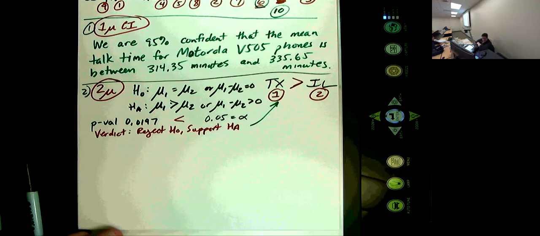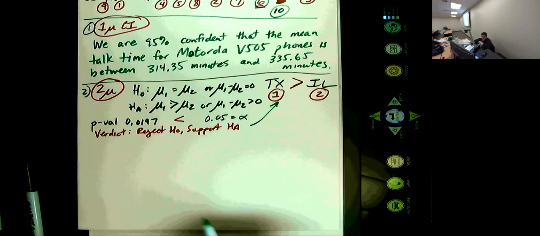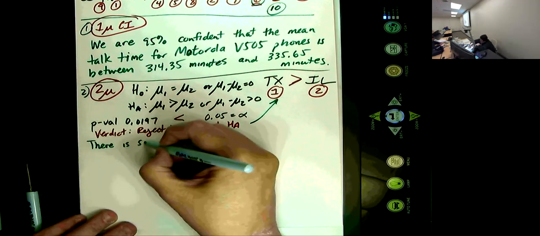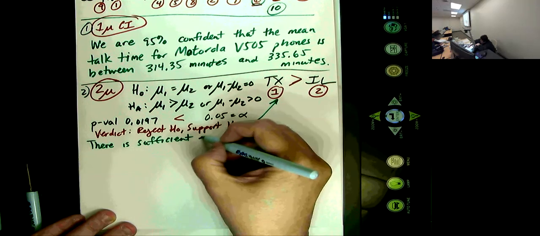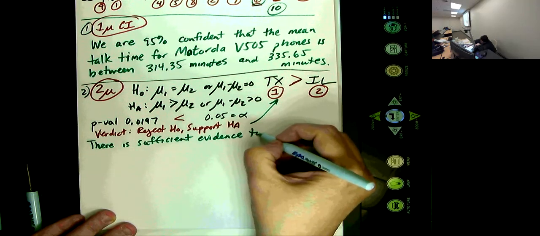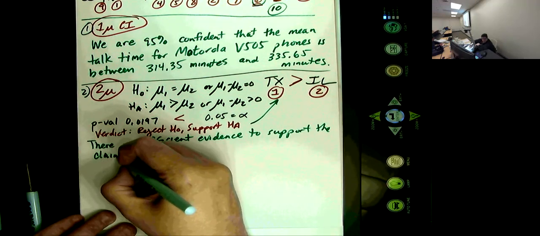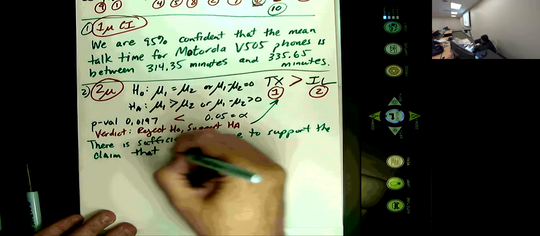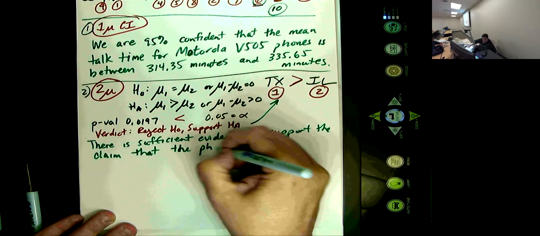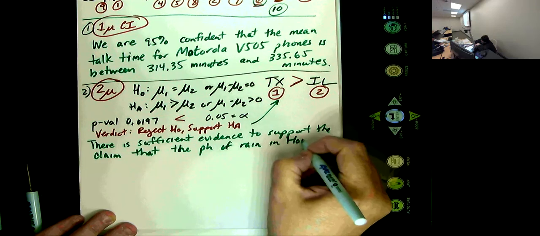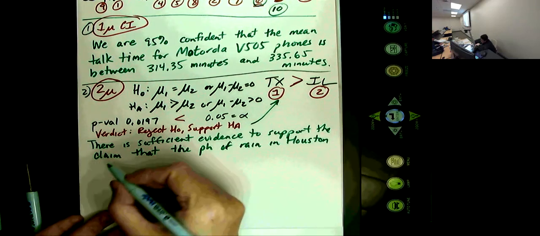HA was Texas greater than Illinois. And I'm just going to pull directly from the question. It says, does it suggest that the pH of rain in Houston is greater than the pH of rain in Chicago? There is sufficient evidence to support the claim that the pH of rain in Houston is greater than the pH of rain in Chicago.